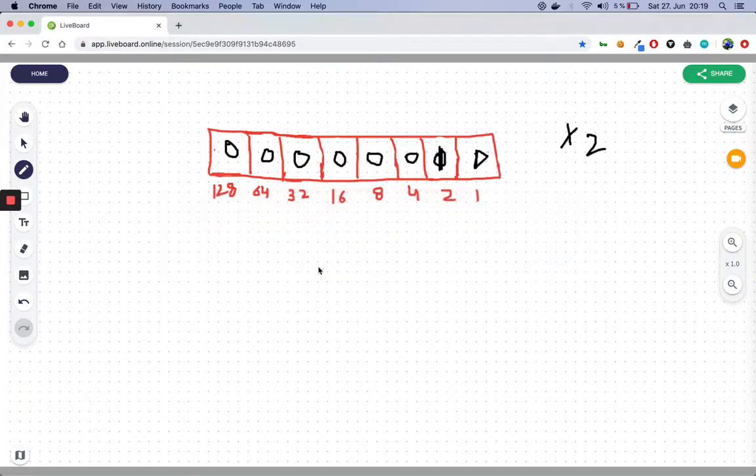So for 3, this bit will be set as well. So 2 plus 1, 3. So positive numbers are very simple and it's clear, I think. So now we are ready to deal with the negative number. So let's look at that.